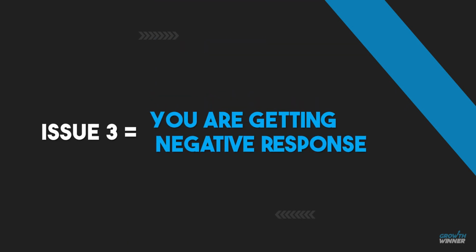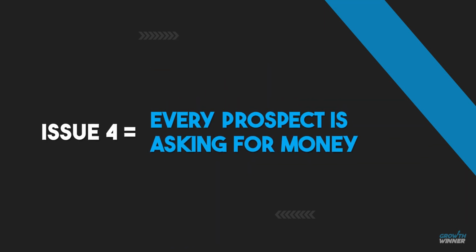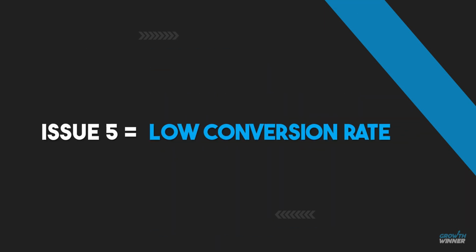Now, issue number 3, that is you are getting negative responses. Issue number 4, every prospect is asking for money. Issue number 5, low conversion rate. The reason for the issue number 3, 4, and 5 is when there is an issue either with your prospect list or your email copy, and could be both.